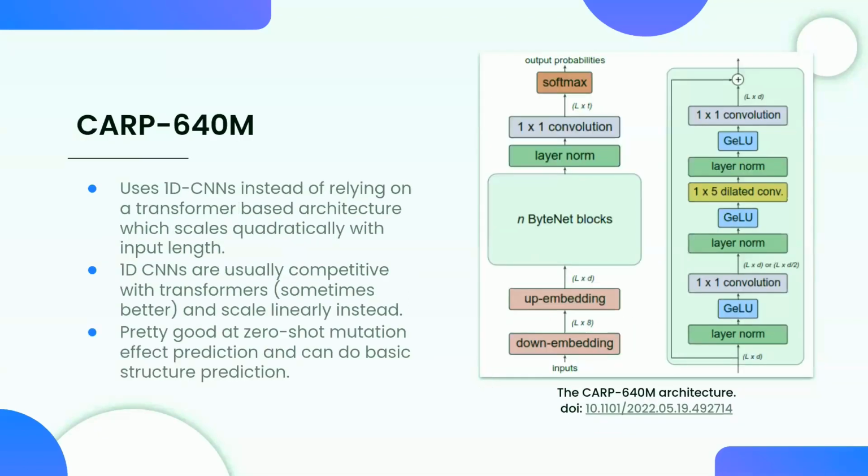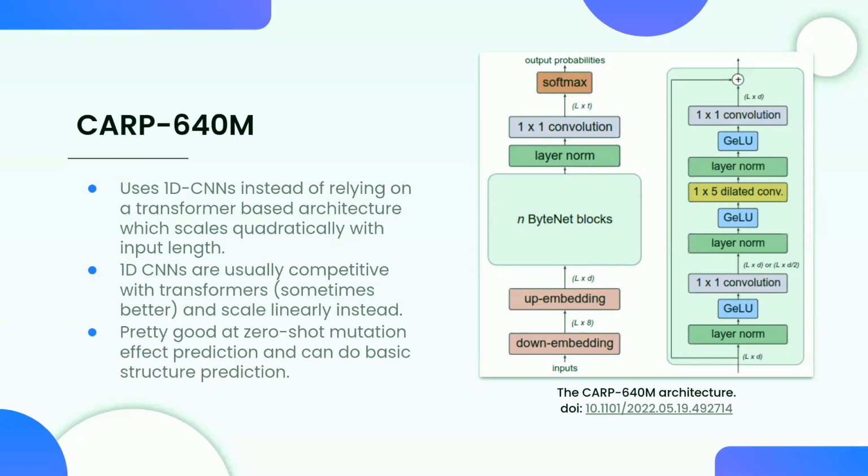And yeah, so the other language model that I want to talk about is CARP 640M. The main reason why I included CARP is because, unlike the other models that we included previously, CARP uses one-dimensional convolution layers instead of being a transformer and using attention like all the other ones. So this makes it substantially faster for training and inference compared to the prior ones, and it's quite competitive in terms of accuracy to the other methods.